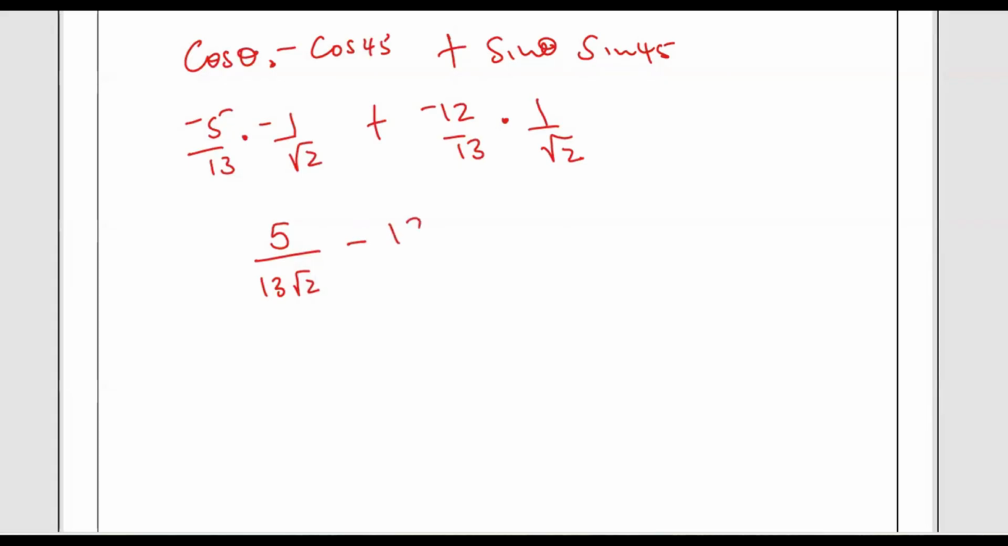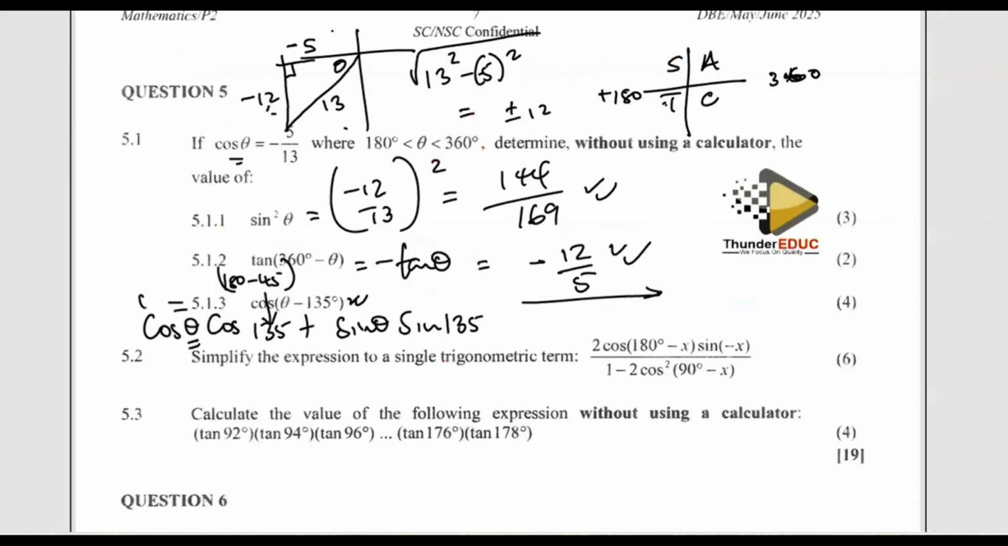Okay, subtracting 12 over 13 root 2. So 5 minus 12, I'm going to get negative 7 over 13 square root of 2. So guys, that is what I'm getting as my final answer. Okay, so that is 5.1.3.